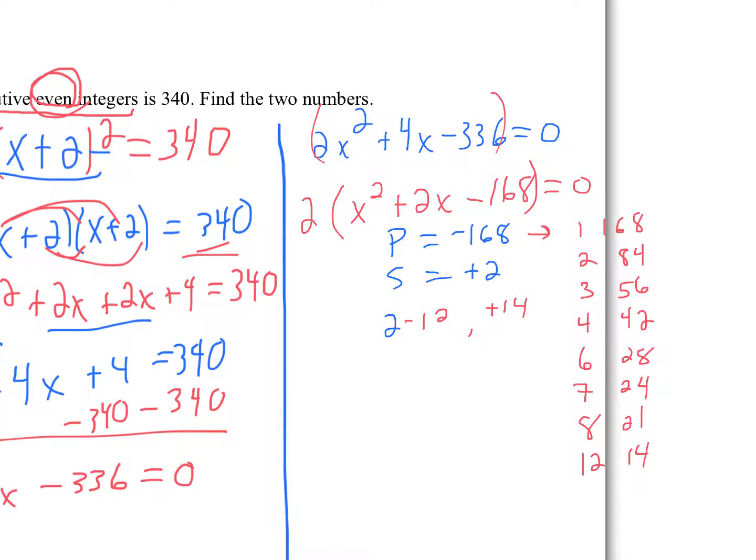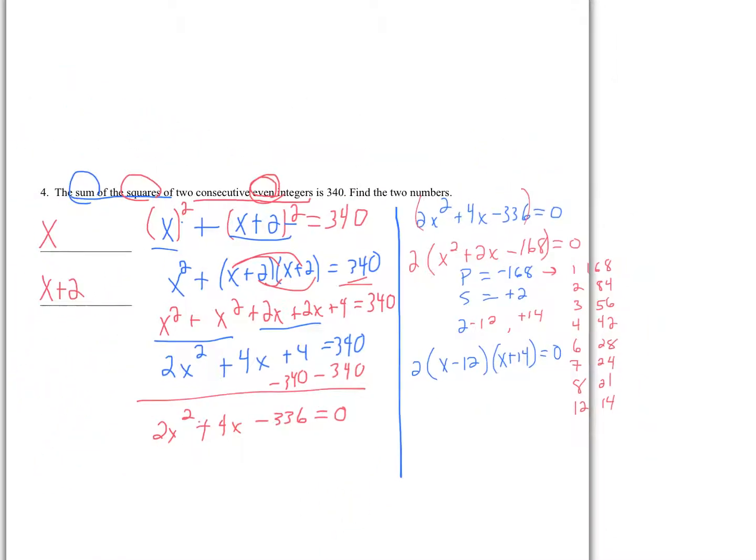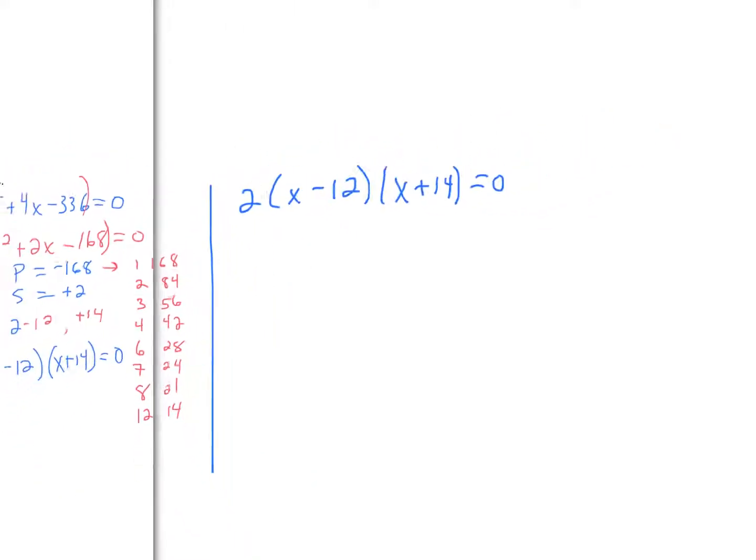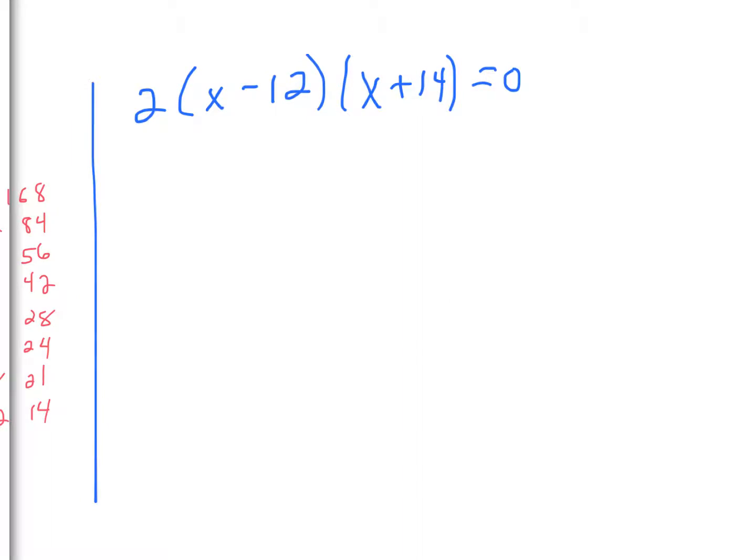So when I put this all together as factored, 2 times x minus 12 times x plus 14 is equal to 0. There we have this thing factored. Now we have to solve it. So we had 2 times x minus 12 and x plus 14 is equal to 0.